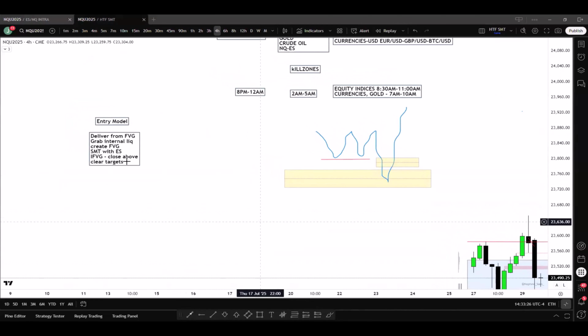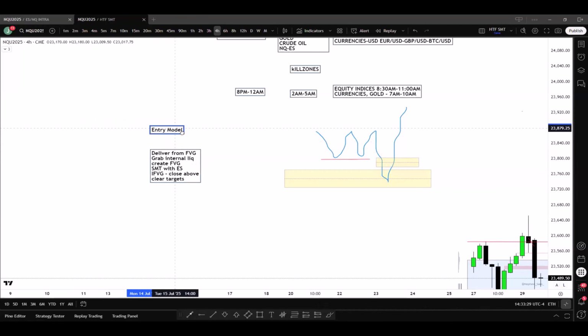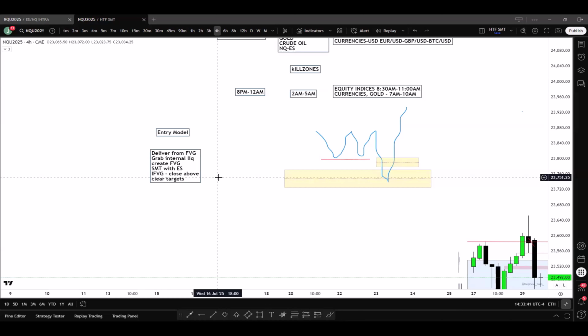So I'm going to go back to the entry model again, right here. And that's it. That's the checklist. Okay, so when you're trading and entering a trade, and let's say already you have the bias from the higher time frame, this is the checklist you're going to use. Am I delivering from a fair value gap? Meaning, am I coming from a fair value gap? Is price bouncing off or rejecting from a fair value gap? Are we grabbing some sort of internal liquidity? Either recent highs or lows before we hit that, or maybe a recent pivot high or low, like we just saw before. Okay, it needs to create a fair value gap.